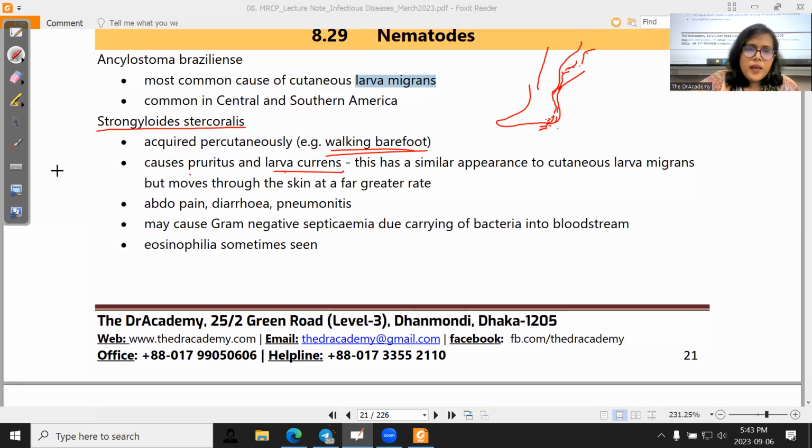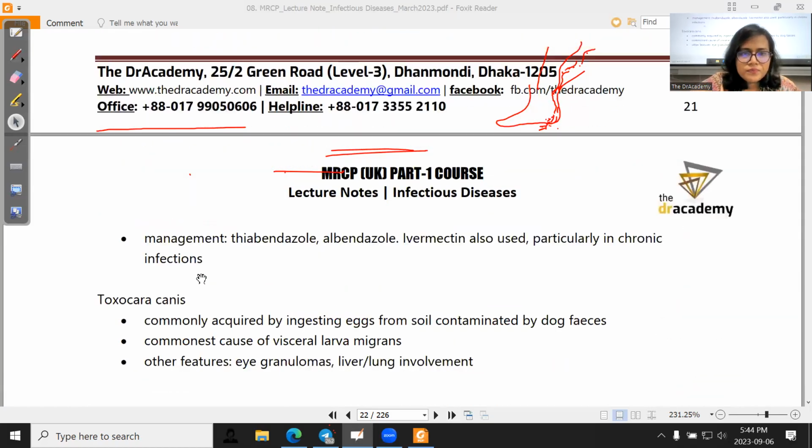Once it has traveled through the system, like in the tummy, it can cause abdominal pain, diarrhea, pneumonitis, and may cause septicemia as well, especially not itself, but because through this stream, there is also introduction of bacteria, thereby causing the septicemia, and eosinophilia is seen. Management for the nematode is thiabendazole, albendazole. Remember the albendazole.